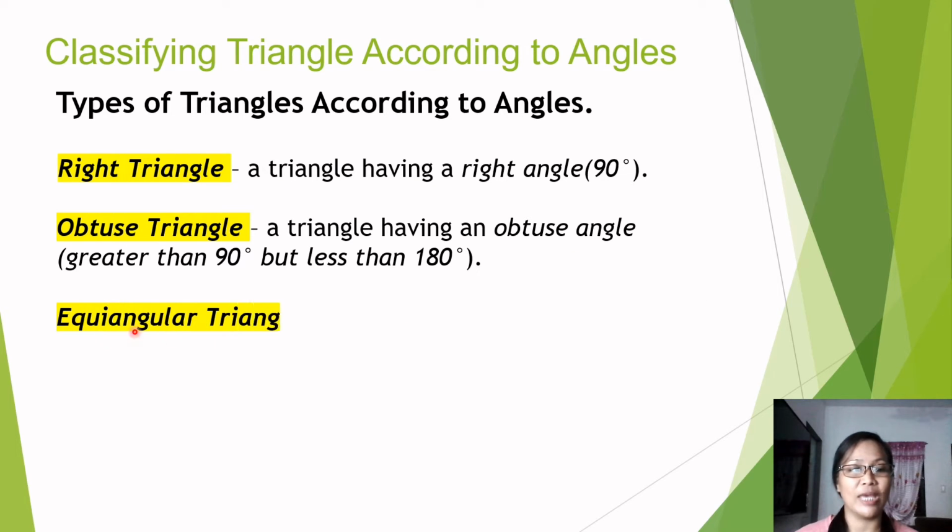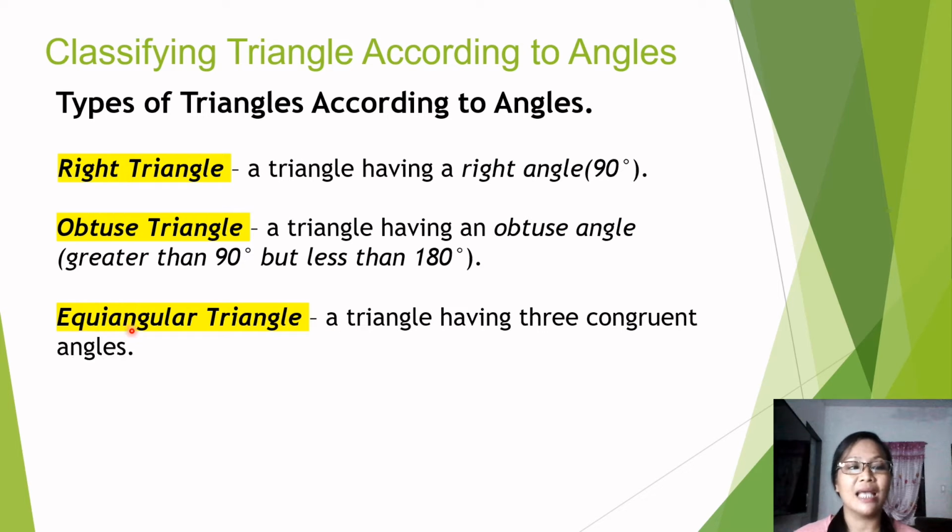Next, we have equiangular triangle. From the word equiangular, meaning equal. A triangle having three congruent or equal angles. This is usually 60, 60, 60 degrees angle.